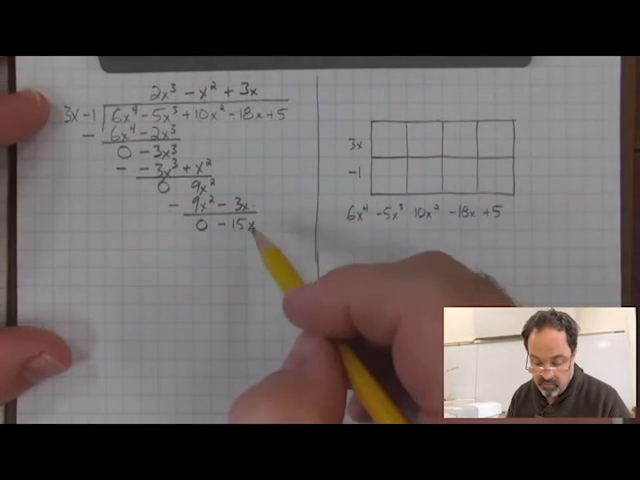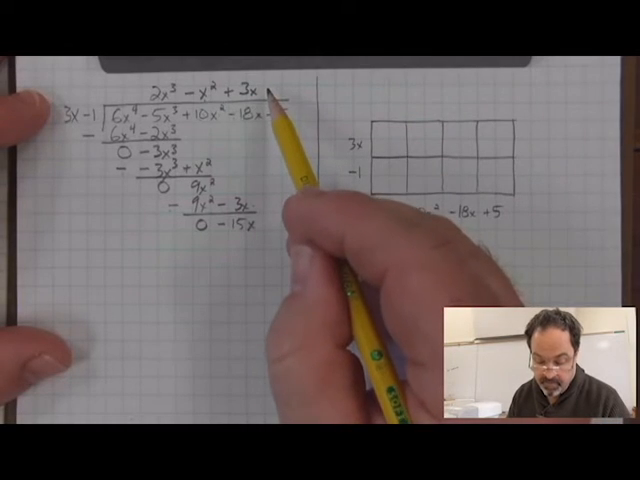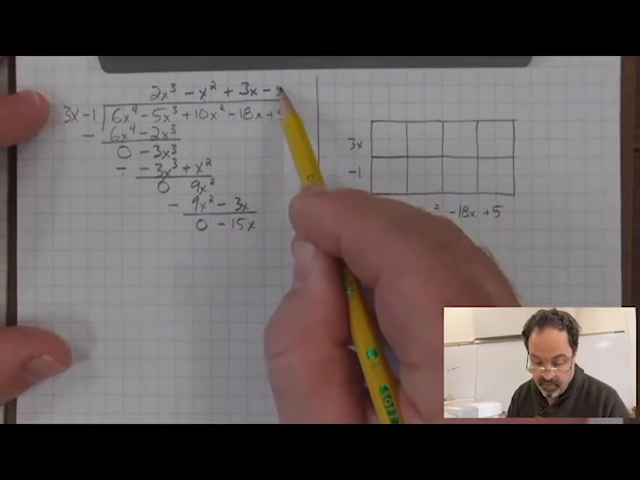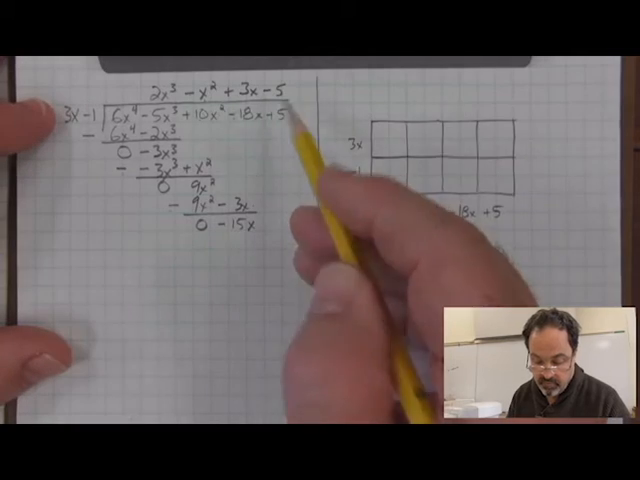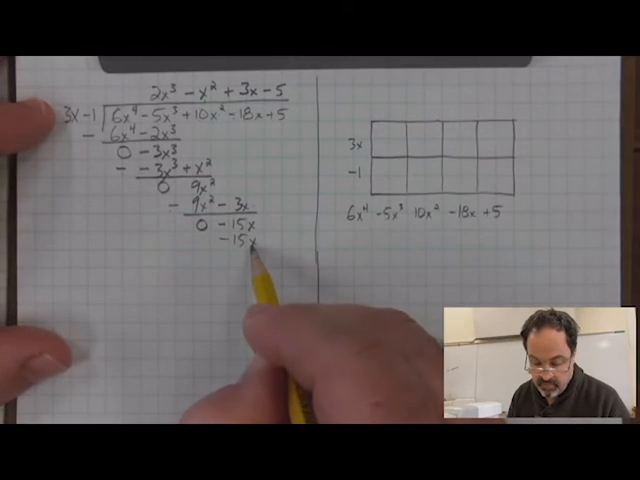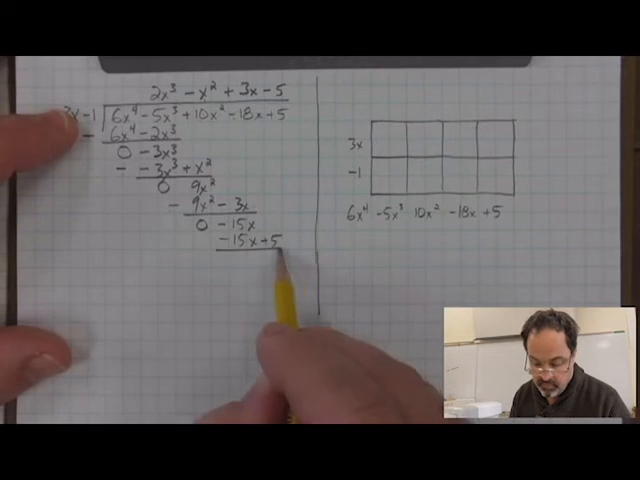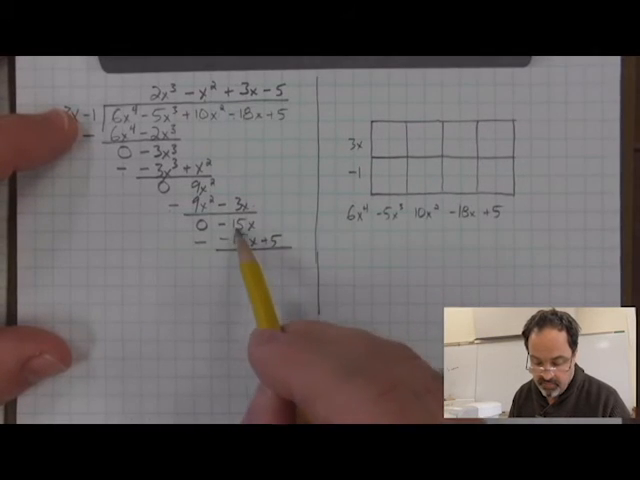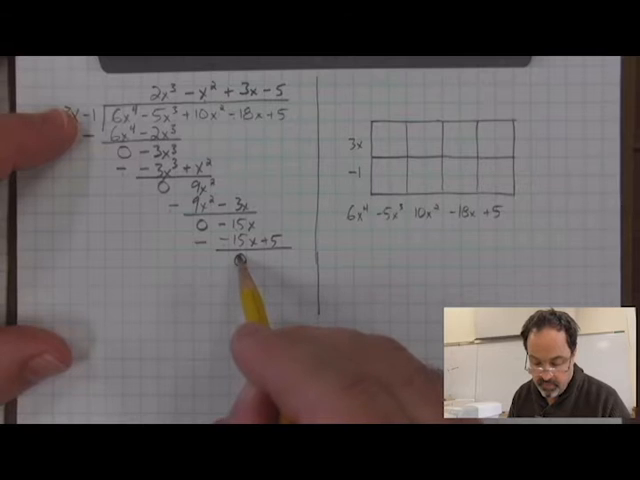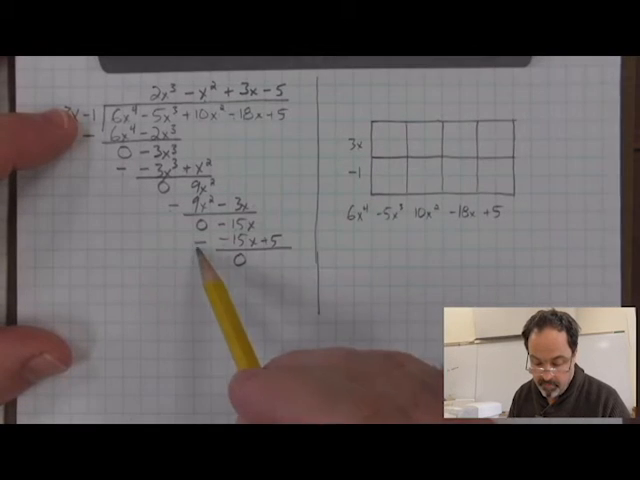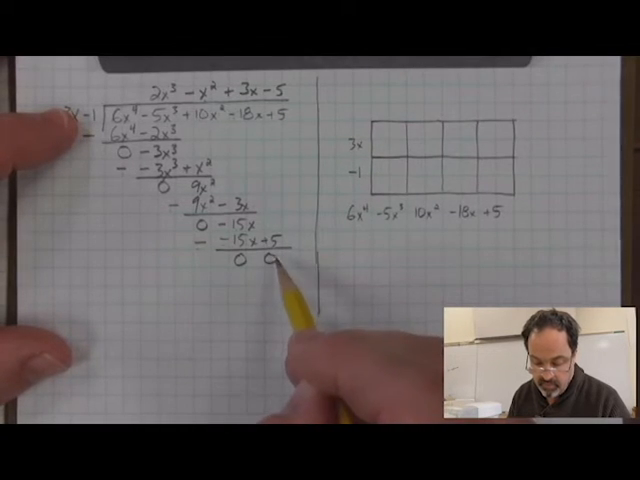What times 3x equals negative 15x? It's got to be negative 5. Negative 5 times 3x is negative 15x. Negative 5 times negative 1 is positive 5. Turns into subtraction. Negative 15x minus negative 15x is 0. 5 minus 5 is 0.